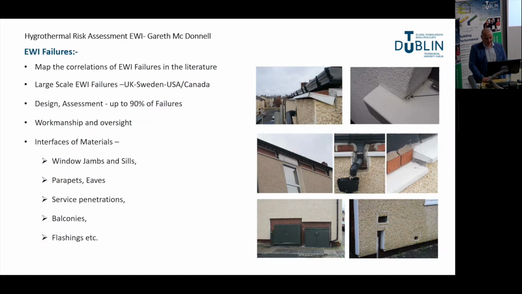So, moving on to external wall insulation failures. Some research was conducted into the literature on failures from other countries, where thousands of properties were affected by poorly installed or poorly designed external wall insulation. Some literature indicated that up to 90% of EWI failures can be avoided if correct design and assessment is carried out. Poor standard details, workmanship and oversight also contribute to these failures. The failures mostly occur at the interfaces of materials, with windows, sills and jambs particularly vulnerable.